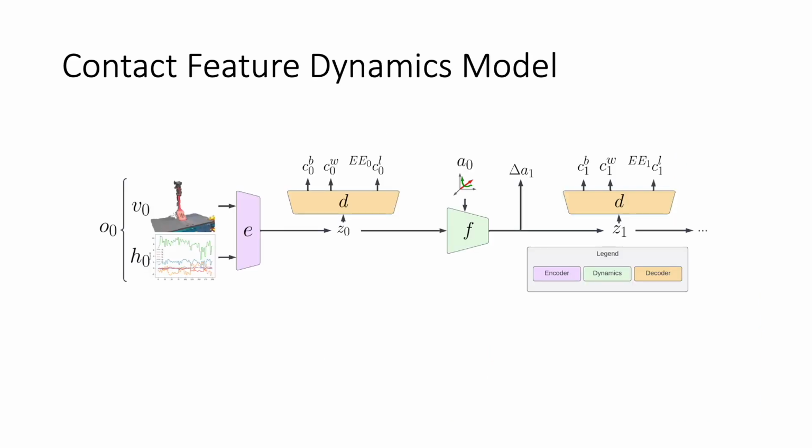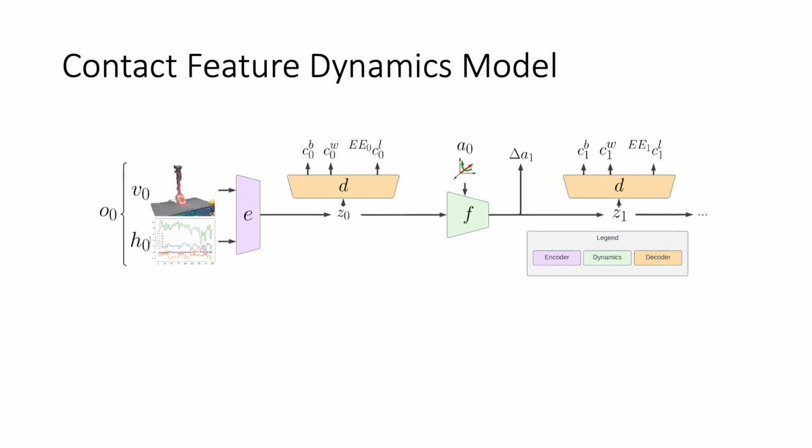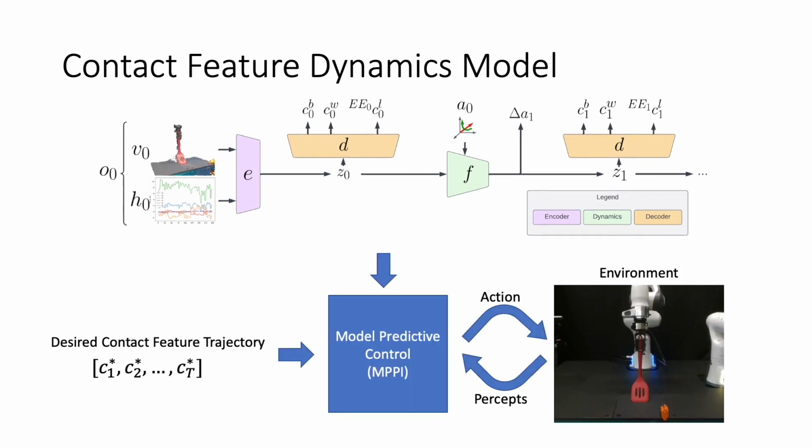We propose a deep learning architecture to model how the proposed contact feature representation evolves given raw observations and actions. We then utilize this model for model predictive control. Given a desired contact feature trajectory to follow and percepts from the environment, the method yields actions that servo the extrinsic contact as desired.